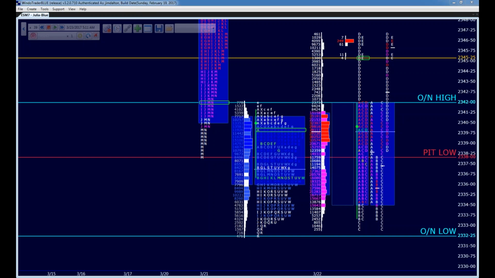Pieces to the puzzle. One, that was my view coming in. Secondly, the high was exactly at unchanged.